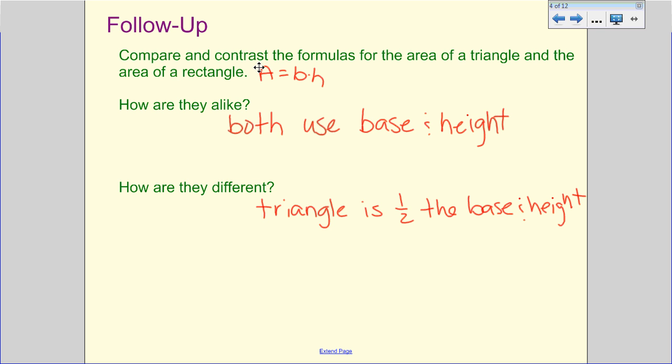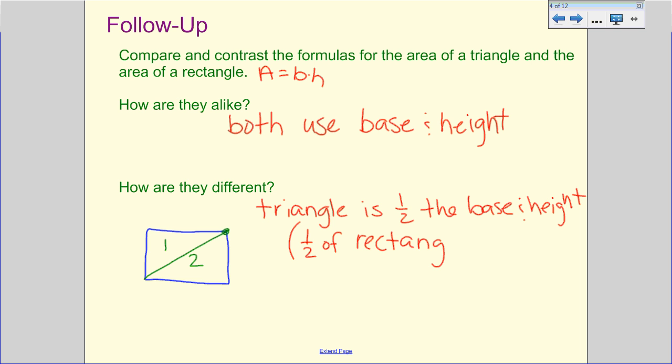And why is that? Well, if we think back to how we found the number of degrees inside of a rectangle, if we picked a vertex and drew in the diagonal, we created two triangles. So a triangle is half of a rectangle. That's where 1/2 base times height comes from.